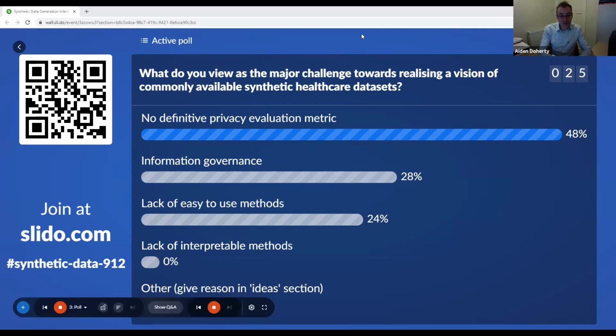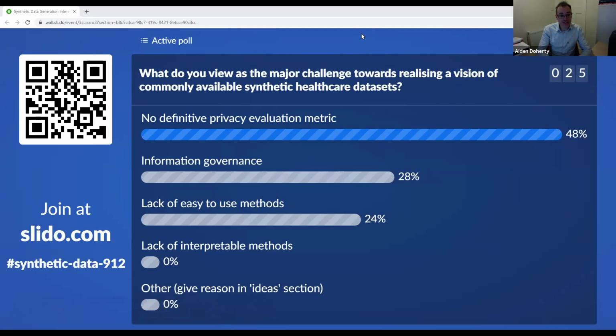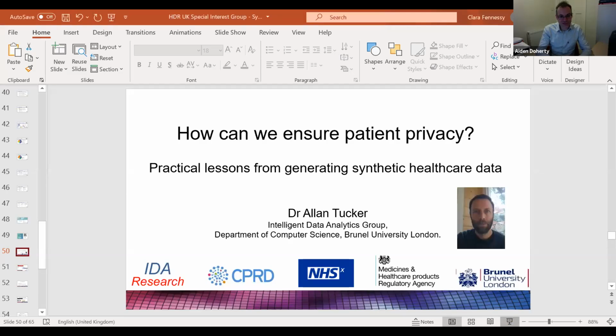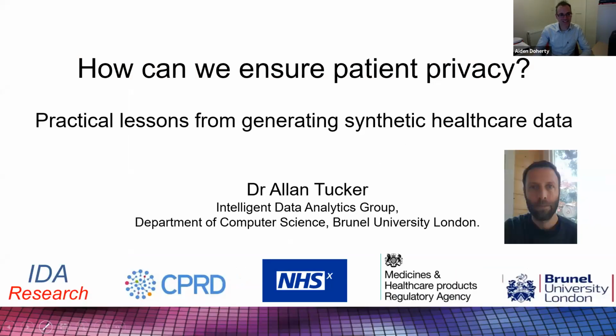Alan has worked very closely with Pooja, who gave the talk at the start of this workshop, and has worked very much hands-on with a CPRD data release. So Alan, I'll hand over to you, and I very much look forward to learning your thoughts on this topic. Great, thank you very much, and thank you for inviting me to a really interesting afternoon of talks.